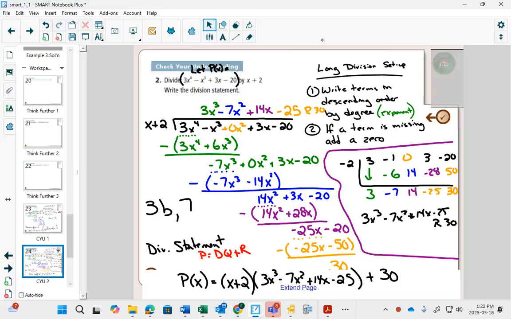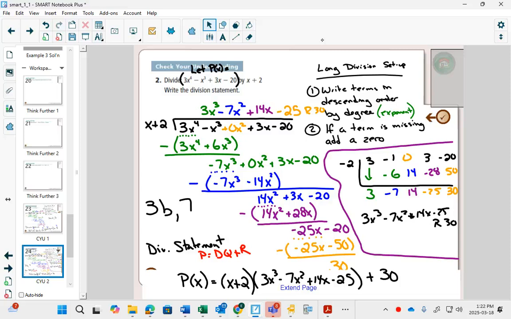First of all, I did the setup in black with the one orange number. Do you see where the black numbers and the one orange number came from? Where did I get the 3, the minus 1, the 0, the 3, and the negative 20? They are the coefficients of what we were dividing. Again, just like long division, the order is very important, and zeros need to be there if something's missing.